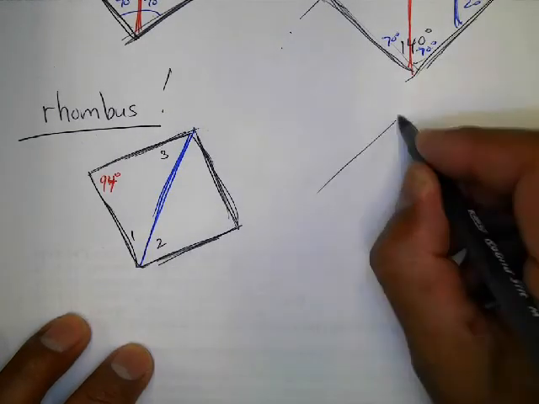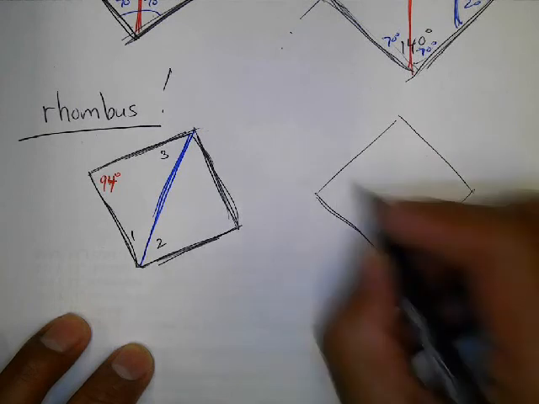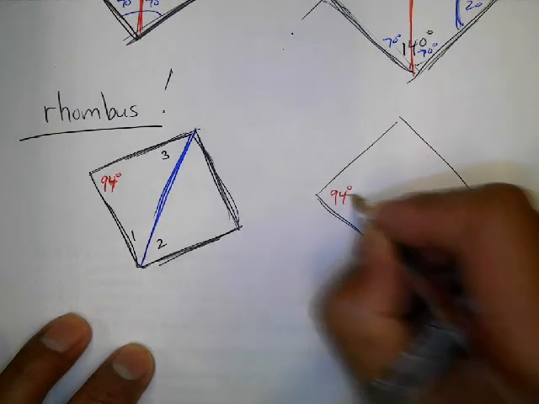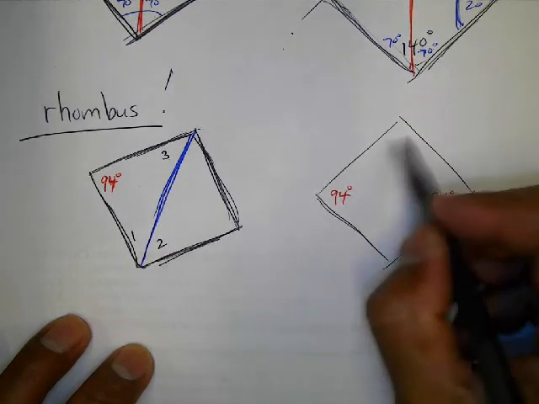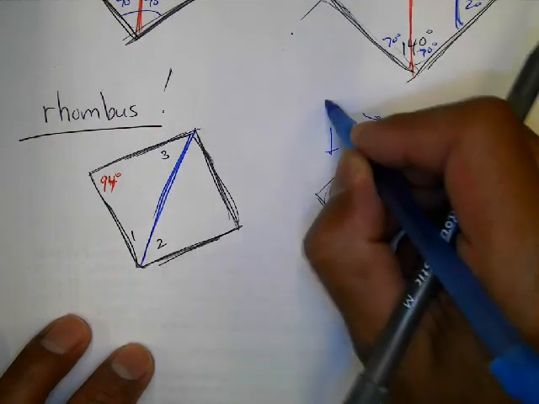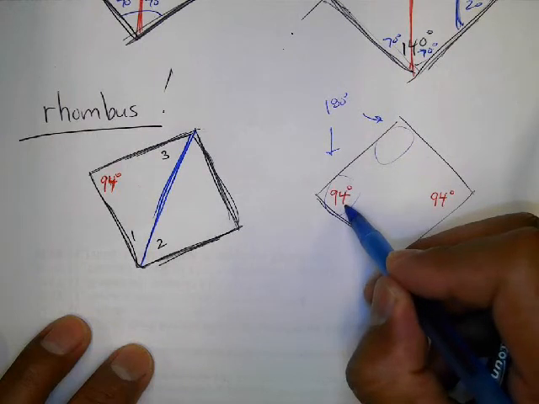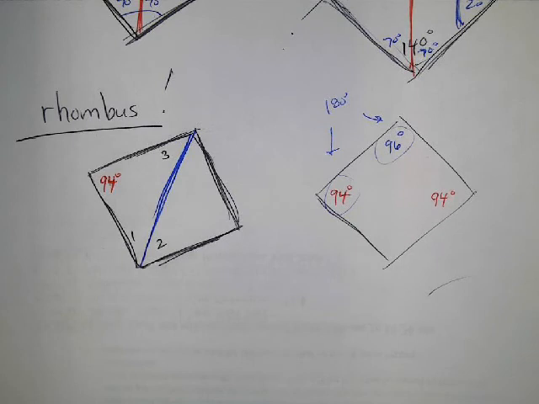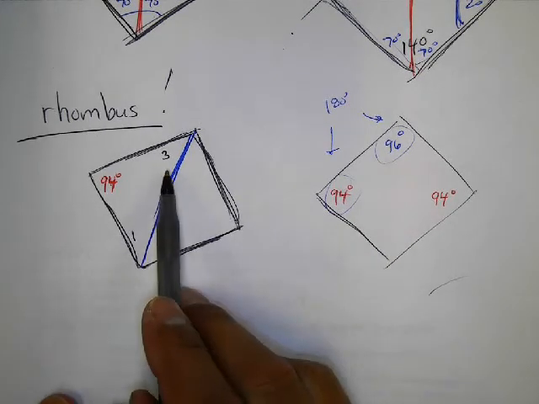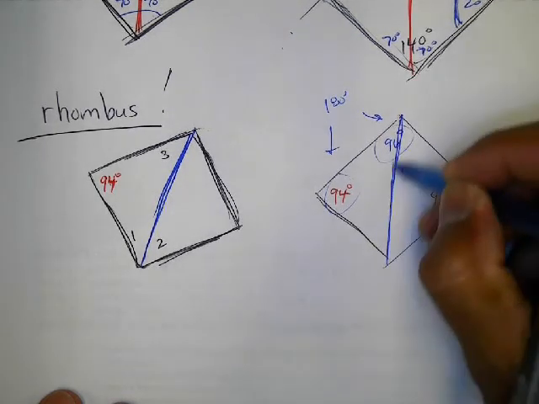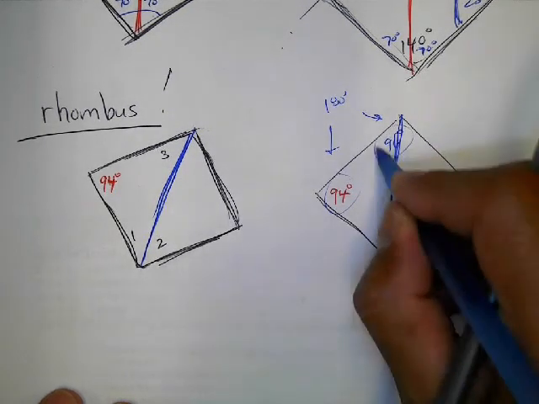So remember, I got to look at the whole thing first and say, okay, I know if this one's 94, I know this one's 94. Okay, I got that. But then I got to get this whole angle right here. And remember, these two add up to 180. So that's 94, this one has to be 96. Yeah, that's 96. This is the one that has the diagonal. This is the one that's getting cut in half. This 96 is getting cut in half.